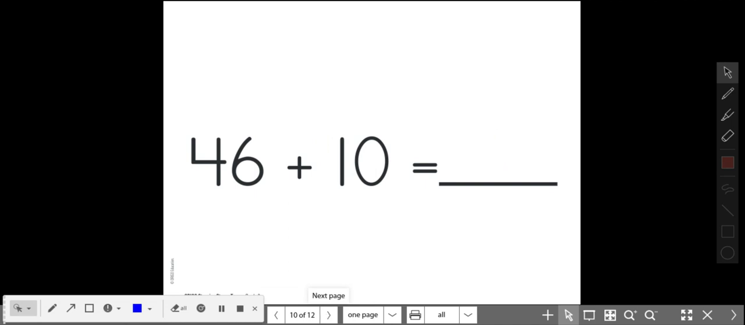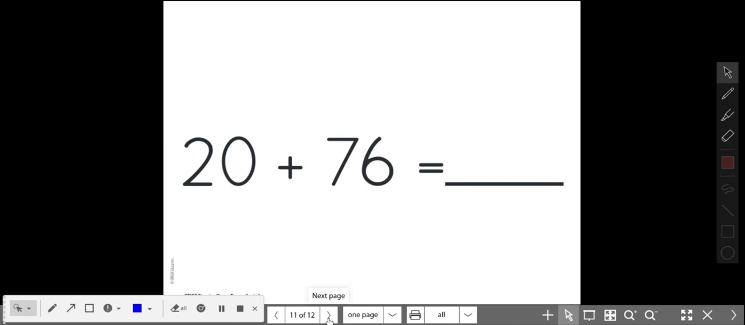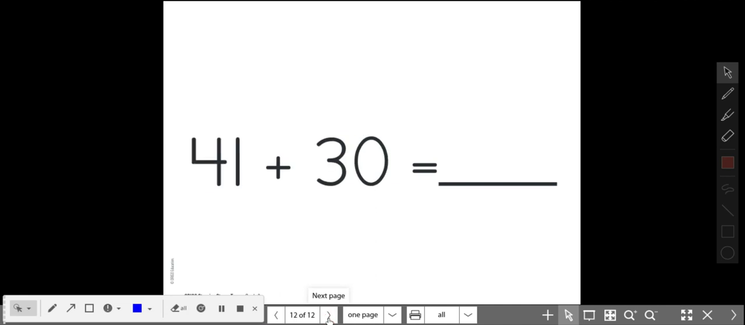Let's look at this one. 46 plus 10. You try that one on your own. You can pause the video if you need extra time. What about this one? 20 plus 76. Try that one on your own. Pause the video if you need time. And the last one, 41 plus 30. Again, you can pause the video.